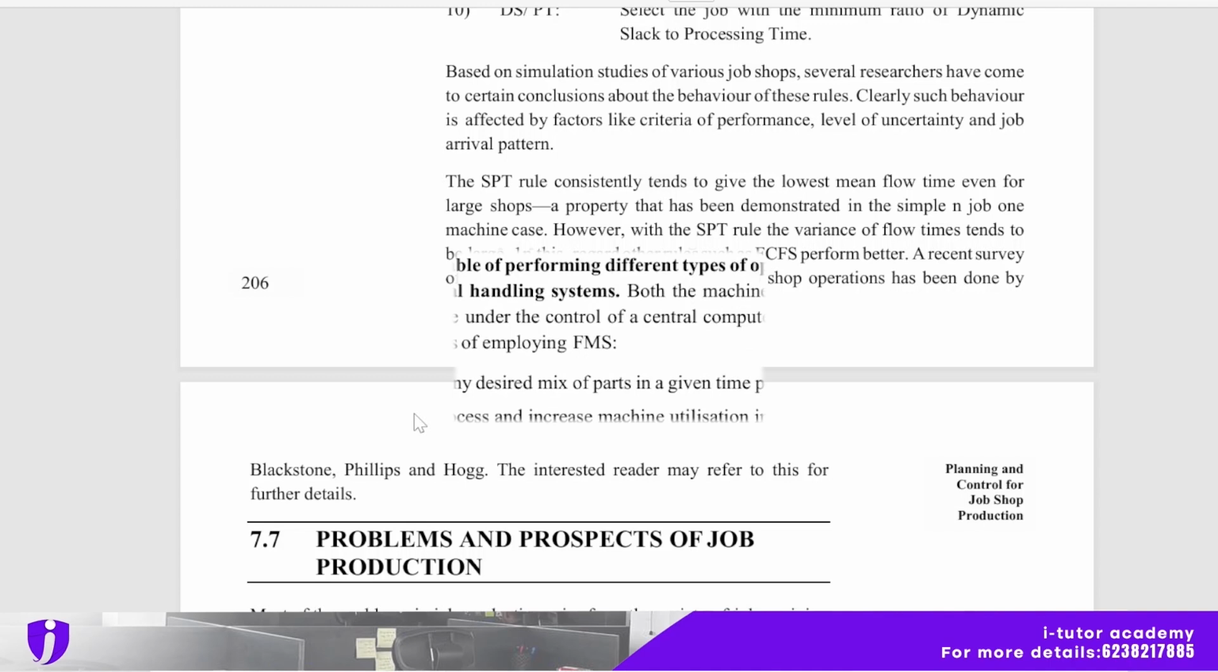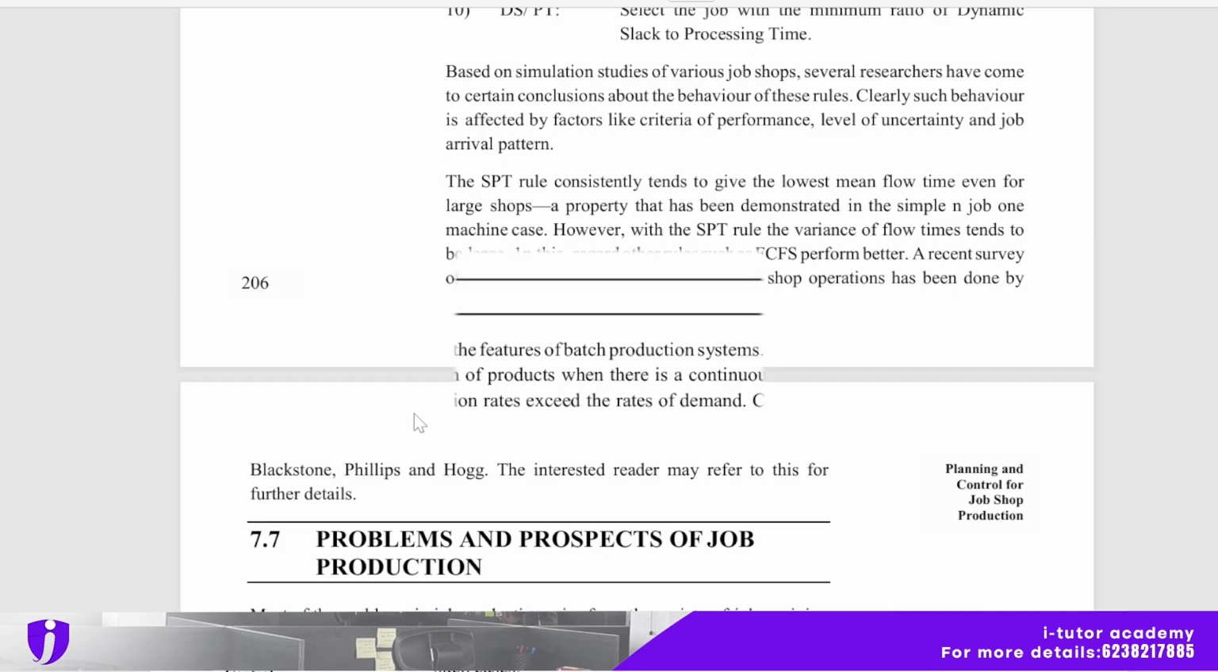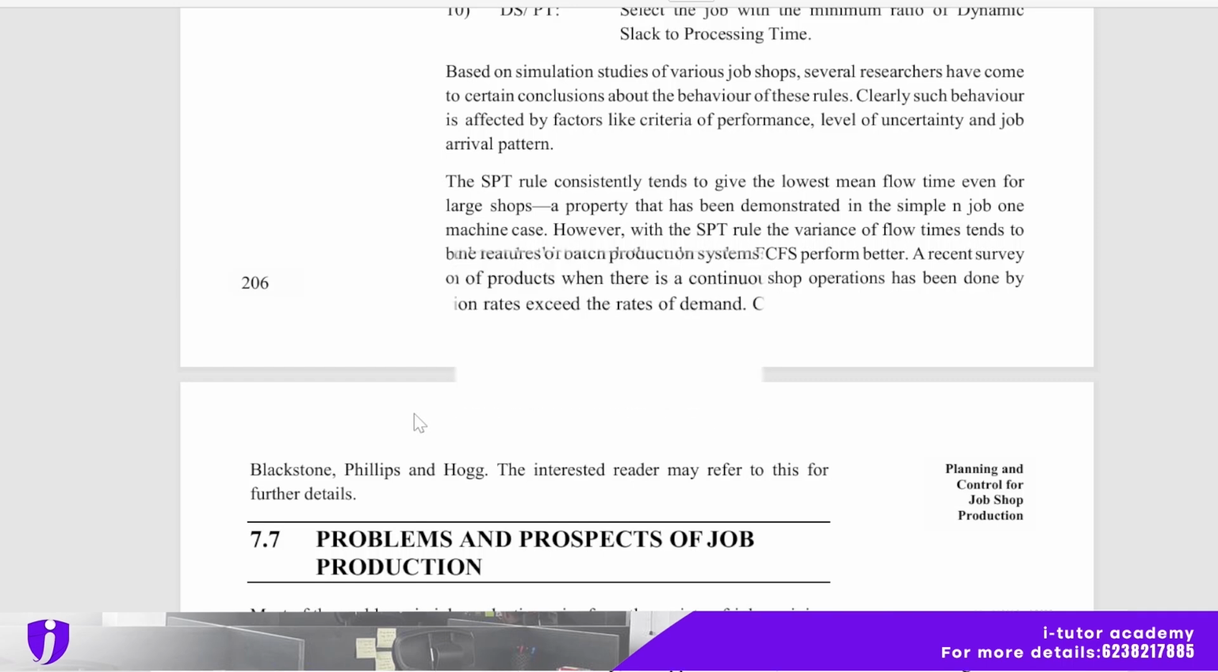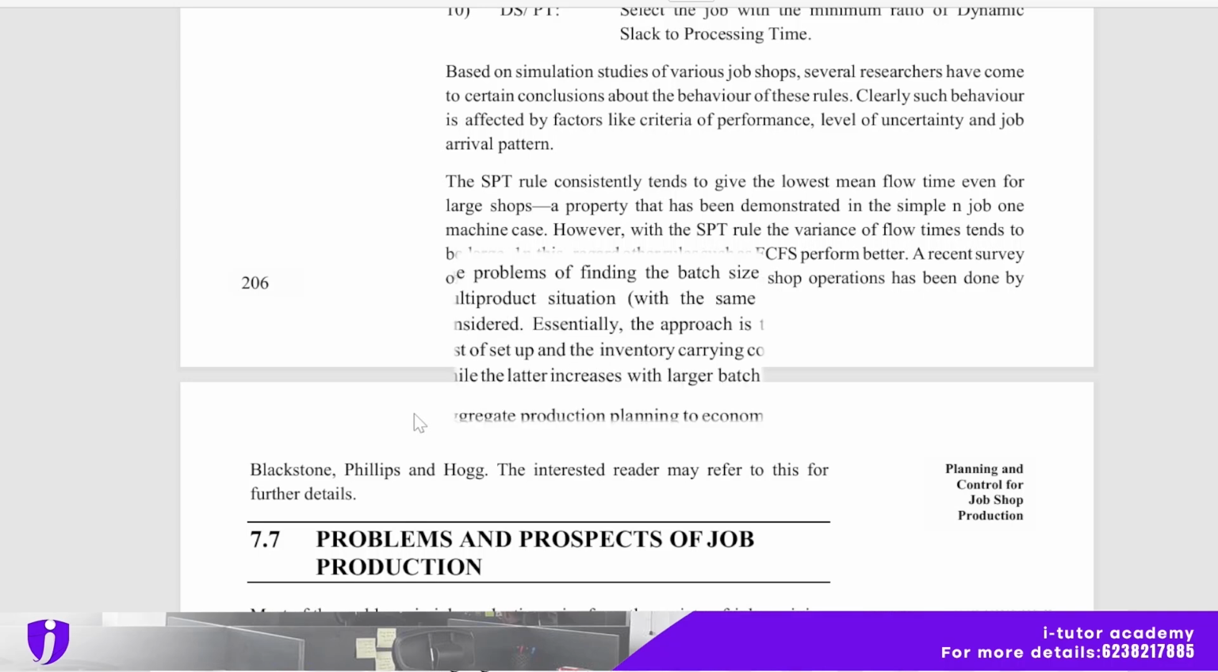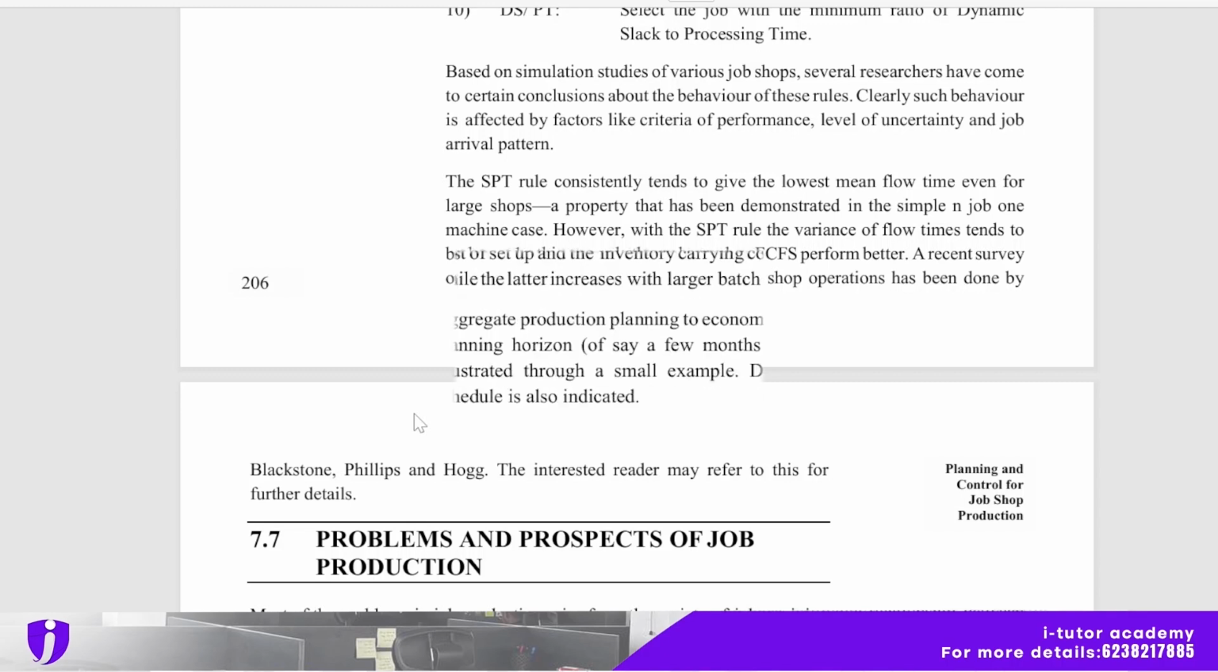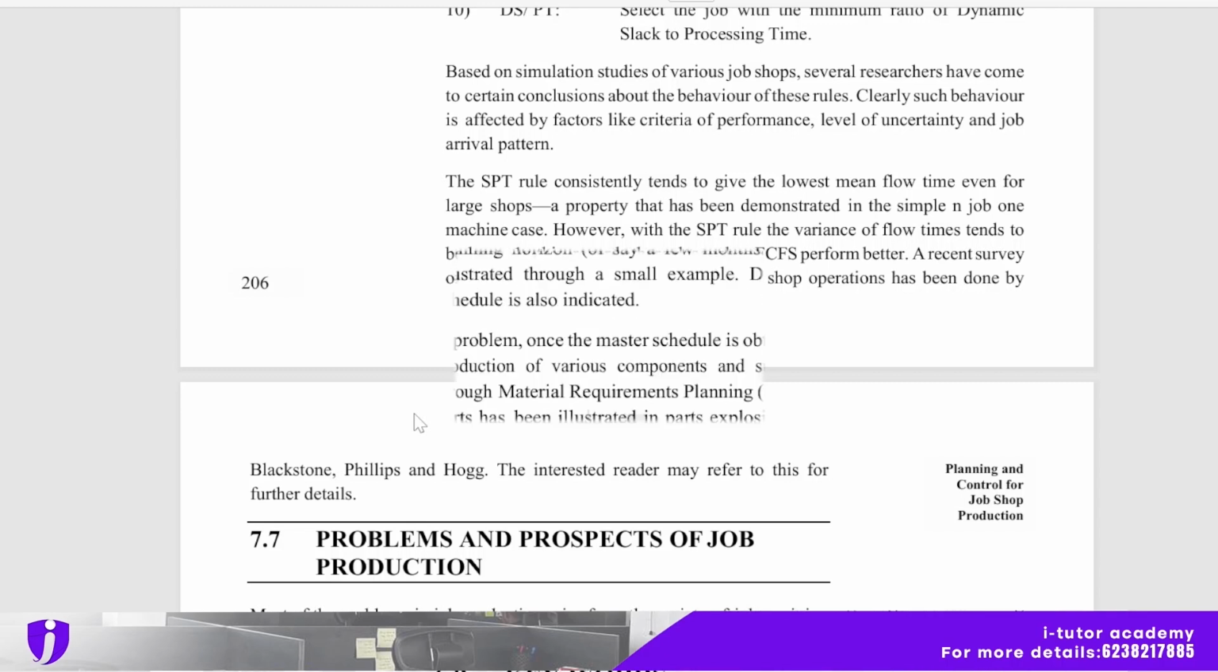The SPT rule consistently tended to give the lowest mean flow time even for large shops, a property that has been demonstrated in the simple n job one machine case. However, with the SPT rule, the variance of flow time tended to be large, and in this regard other rules such as FCFS perform better. A recent survey of dispatching rules for manufacturing job shop operations has been done by Blackstone, Phillips and Hawke. The interested reader may refer to this for further details of job shops.